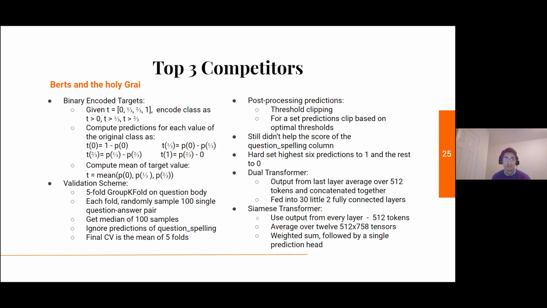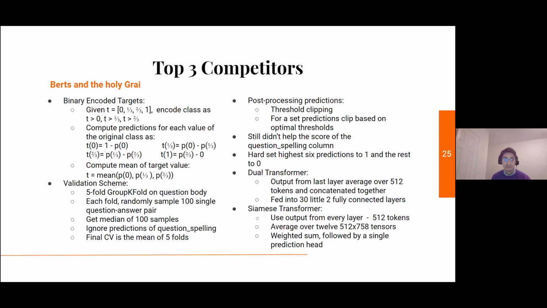And then the way that they predicted the value for each original class was that they took the predictions for that particular unique value from the fully connected layer, and then they subtracted them from each subsequent set of values to get the original value. And then because in this example that we're seeing here, everything is equally spaced, you can then compute the mean of the target value as p of 0, p of 1 over 3, and p of 2 of 3. And you don't use the last value. So that's how they got the final target value.